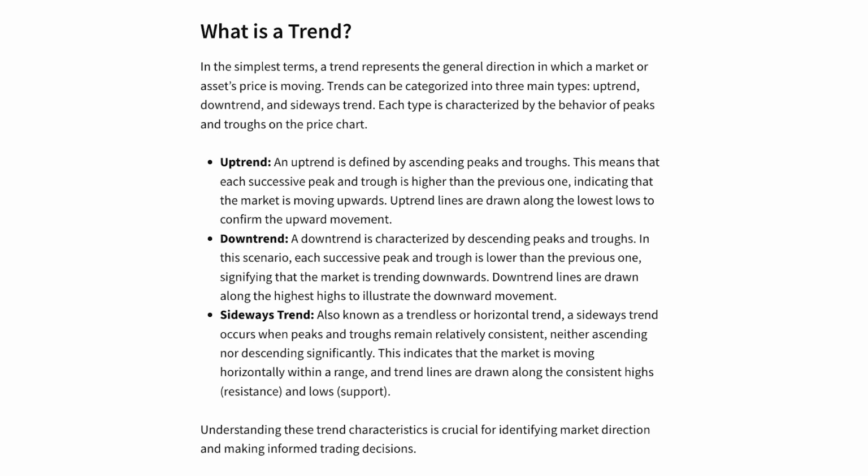And you can have 3 types of trends. You can have an uptrend, a downtrend, and then a sideways trend. An uptrend is defined by ascending peaks and troughs, and we're going to draw that out. A downtrend is the opposite. That is when you have descending peaks and troughs, so they are going down. And then a sideways trend is also a horizontal trend or a trendless situation where the peaks and the troughs remain relatively consistent. So peaks, troughs, what are those? Let's jump over to the whiteboard and draw these out.